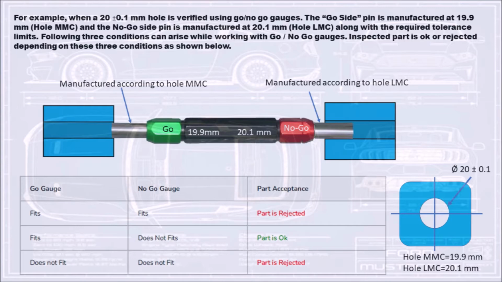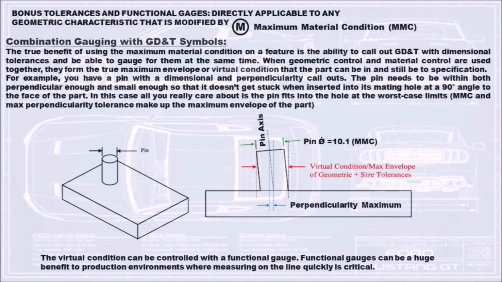The following three conditions can arise while working with go-no-go gauges. The inspected part is OK or rejected depending on these three conditions. See the chart below. Bonus tolerances and functional gauges are directly applicable to any geometric characteristic that is modified by maximum material condition.